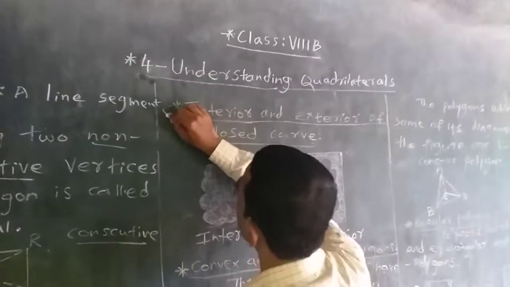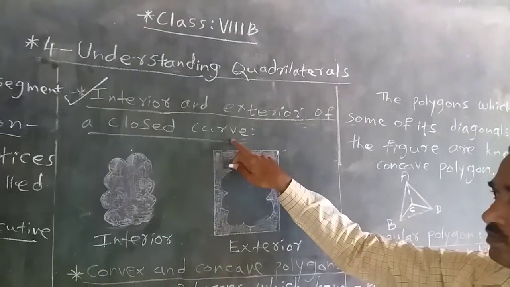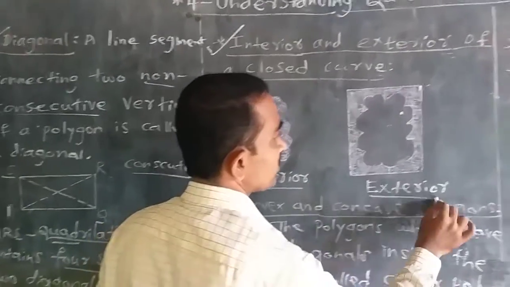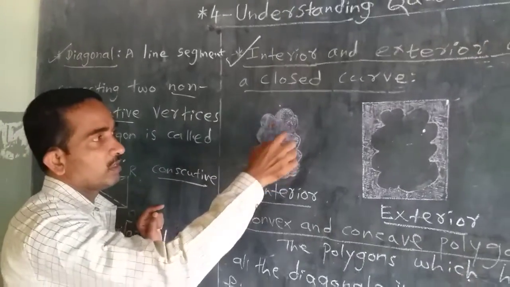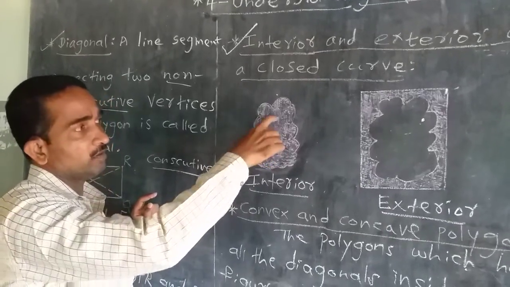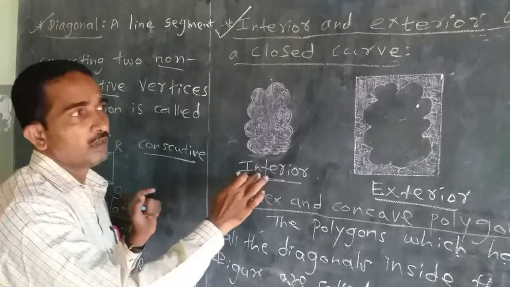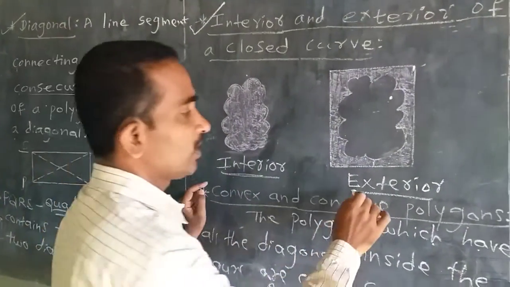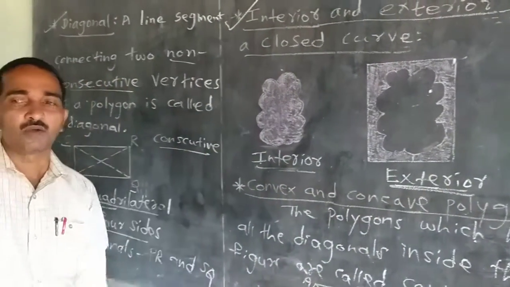Next one is the interior and exterior of a closed curve. See these two figures. This is the example for interior and this is for exterior. In this diagram, the inner part is shaded. If in a figure the inner part is shaded, at that time that is called what? Interior of a closed curve. But in this one, the outside part is shaded, that's why this is called what? Exterior. Interior means the inside one, exterior means the outside one.